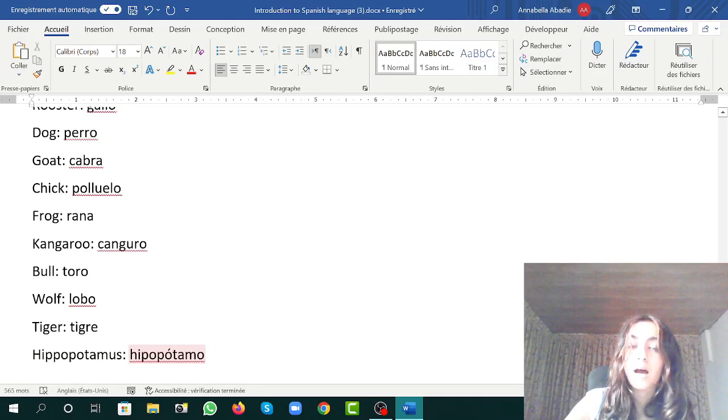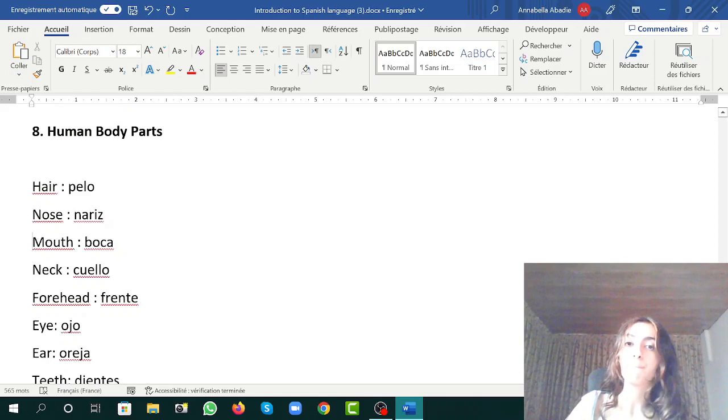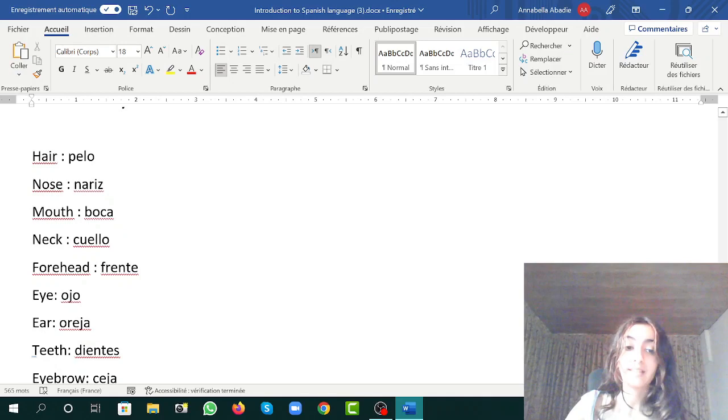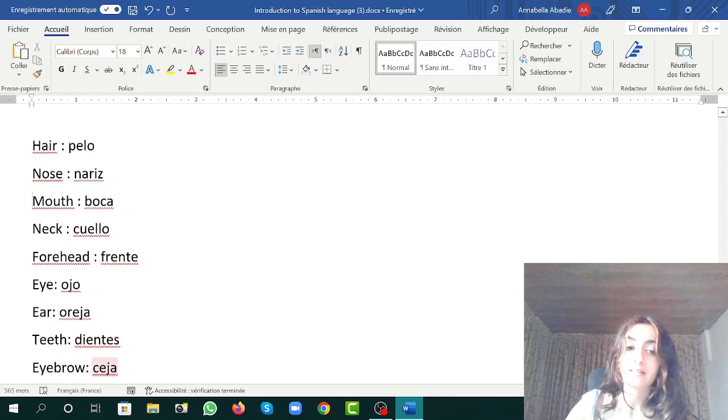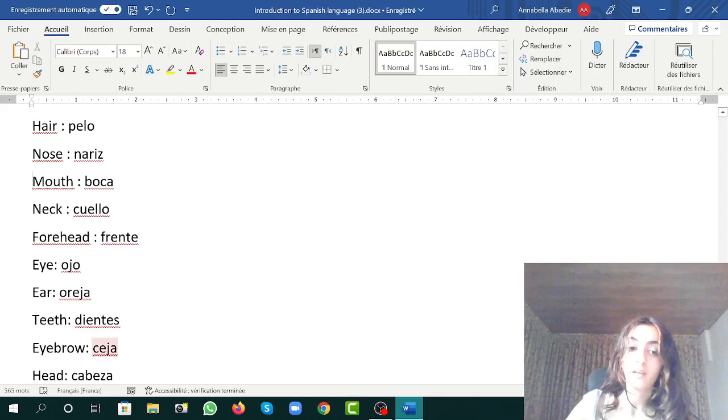Next, we have the human body parts. The hair is pelo. Nose is nariz. Mouth is boca. Neck is cuello. Forehead is frente. Eye is ojo. Ear is oreja. Teeth is dientes. Eyebrow is ceja.